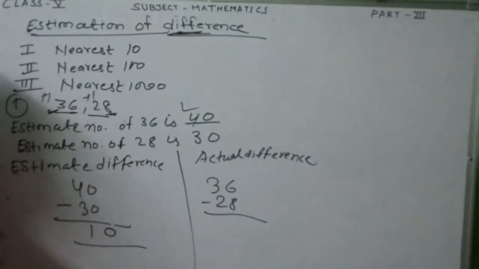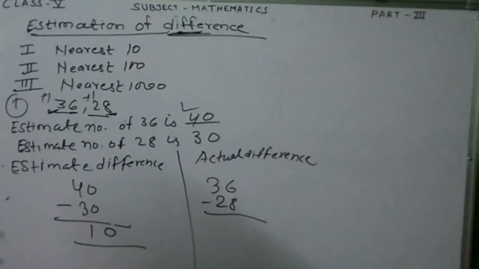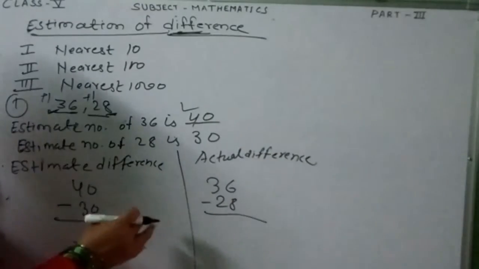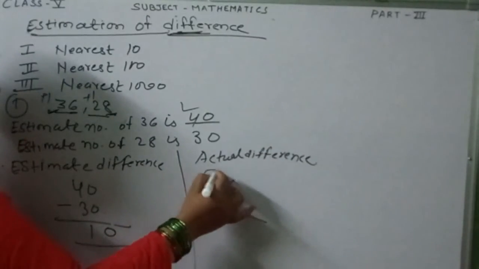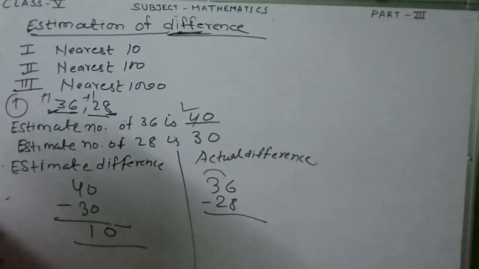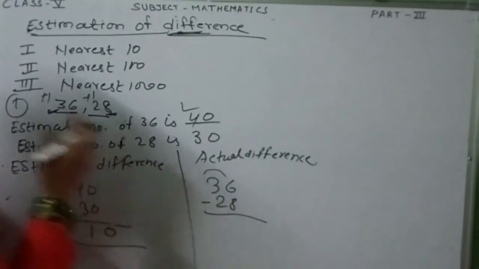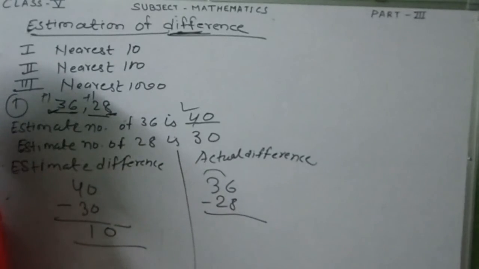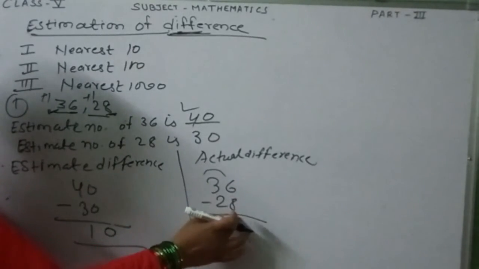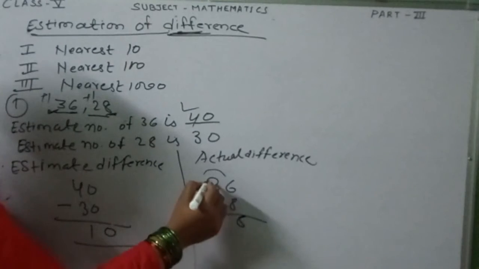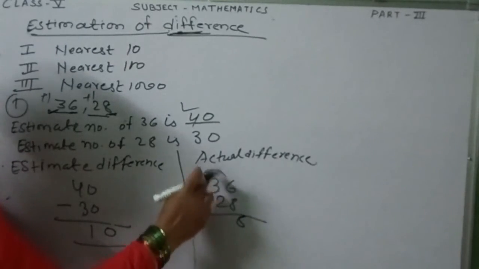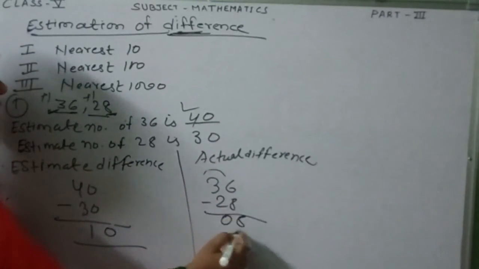Actual difference: write the actual numbers, 36 and 28. Now 6 minus 8, is it possible? No, it's not possible. So what will we do? We will take a carry from the next number 3. Then here 6, if we take the carry from here, it will be 16. Then 16 minus 8 is 8. And this number will be 2. 2 minus 2 will be 0.